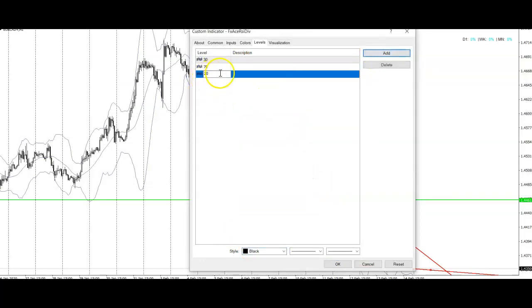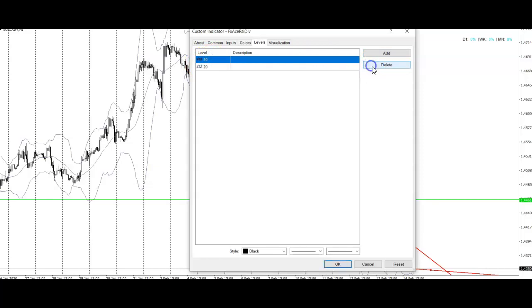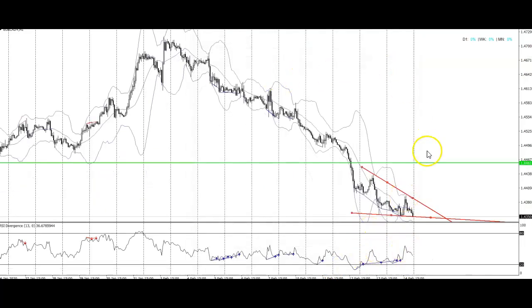Okay, I don't really trade the 30. I'm just going to take them out. I trade the 80 and the 20 levels on the RSI. So when I'm counter trend trading, I'm looking for the really extremes of the market. Okay, so see the market's been getting a lot of divergence signals here. It's down around the third bands area.